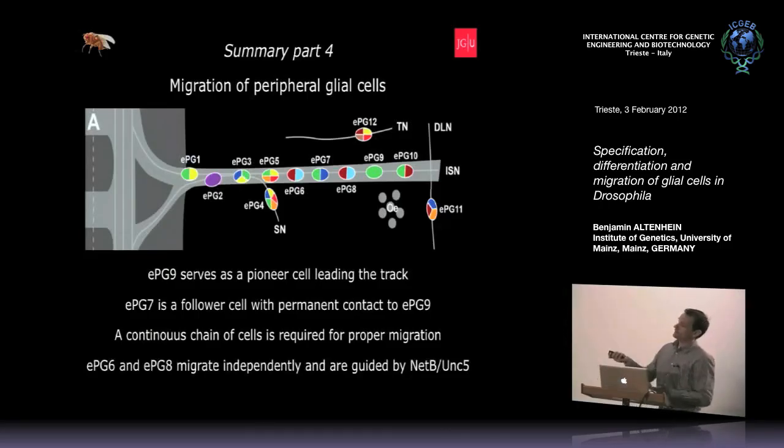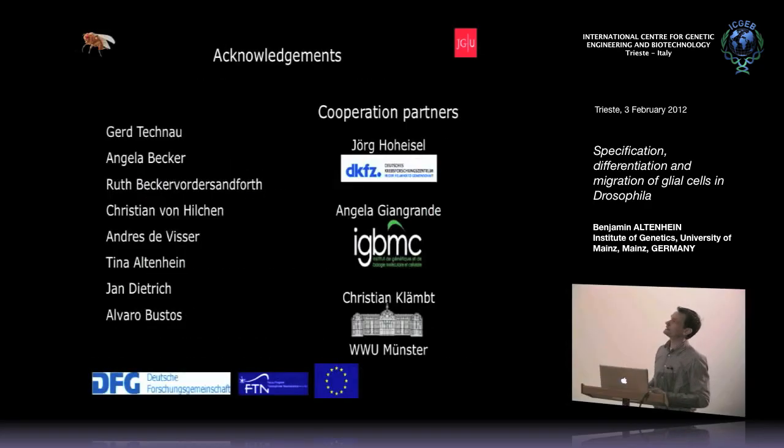And what we also saw, and we also saw in the natural mutants as well, is that EPG6 and 8 migrate independently of this glial chain because they can migrate on top of the others and overtake one another. Okay. And last but not least, I would like to acknowledge the people that actually did the work.